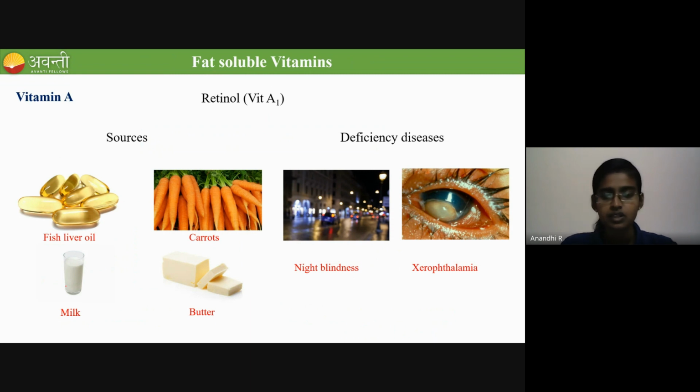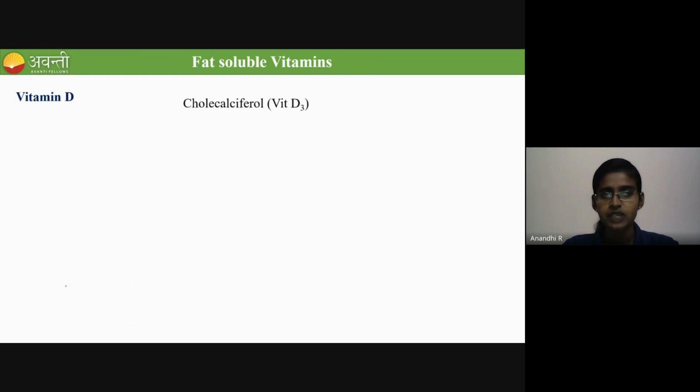So you have to eat carrots and drink milk every day. You have to maintain your body. Okay, I'll go for the next vitamin, which is vitamin D. It is cholecalciferol, which is present as vitamin D3.